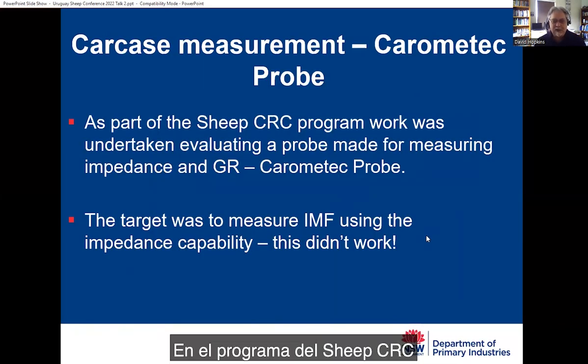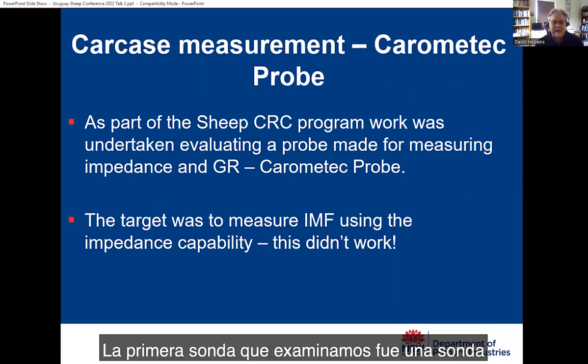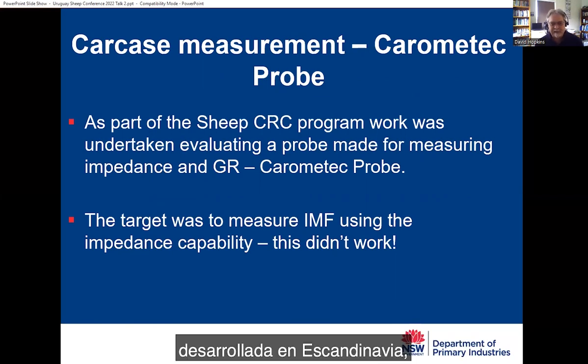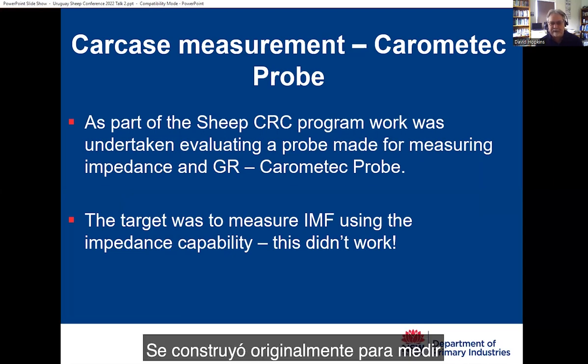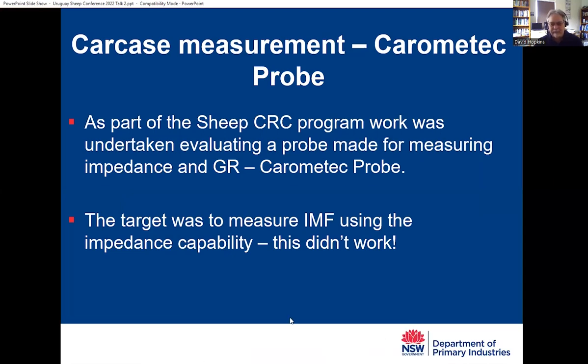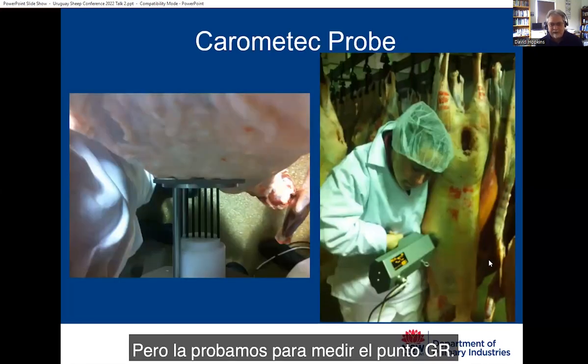So in the sheep CRC program that I mentioned in talk 1, there was a lot of work undertaken also on carcass measurement. And the first probe that we looked at there was a probe developed out of Scandinavia called the Karamatech probe. It was based on impedance, but because of the design, also had the ability to measure GR. It was built originally to measure IMF. It didn't work for that, but we tried it for measuring GR.